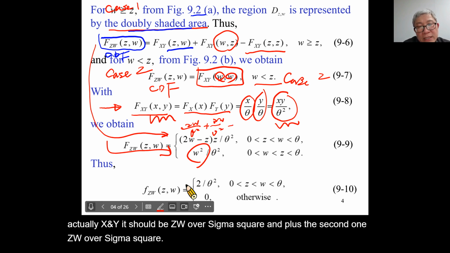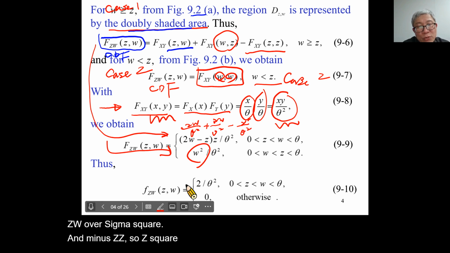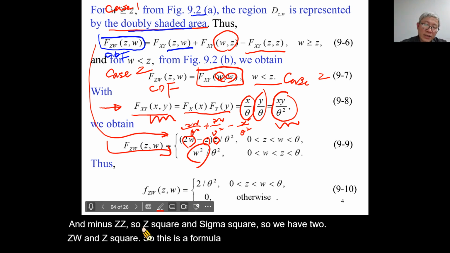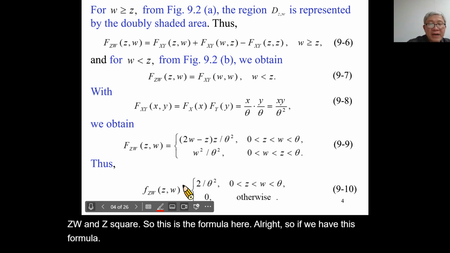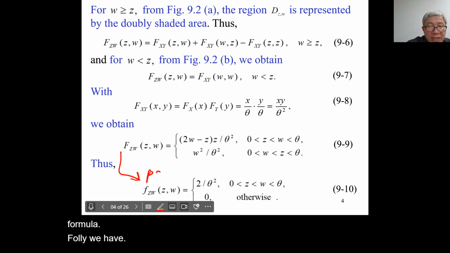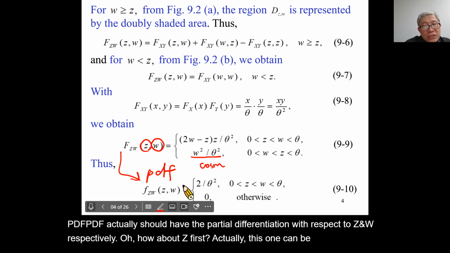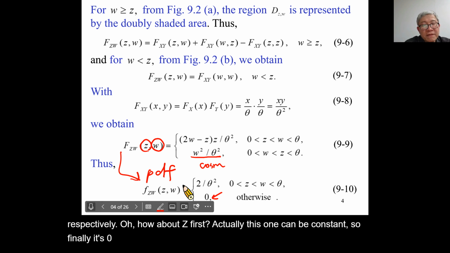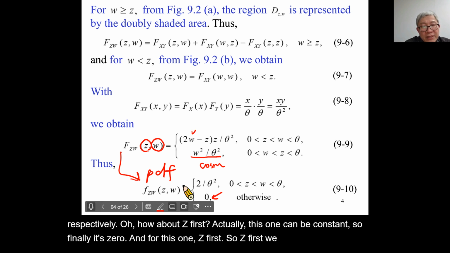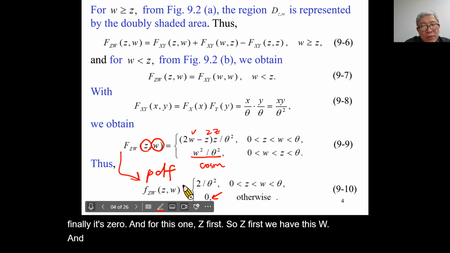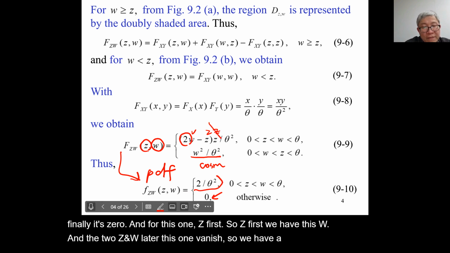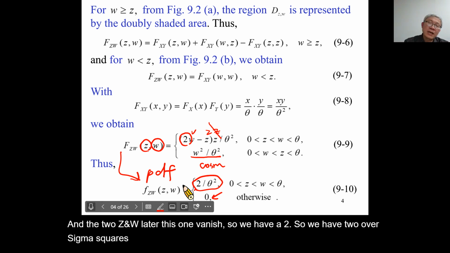And minus ZZ, so Z squared over sigma squared. So we have 2ZW and Z squared. So this is the formula here. Alright, so if we have this formula, finally we have the PDF. PDF actually should have the partial differentiation with respect to Z and W respectively. Oh, how about Z first? Actually, this one can be constant. So finally it's 0. And for this one, Z first, we have this W and 2Z. And then W later, this one vanishes. So we have 2 over sigma squared. So this is the joint PDF.